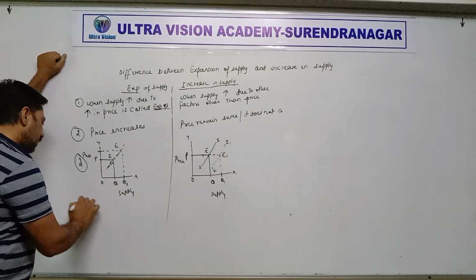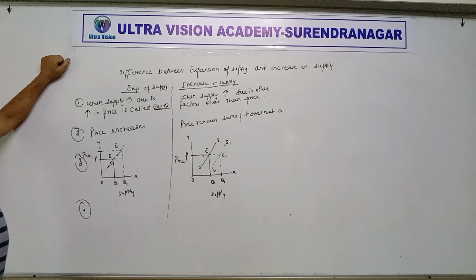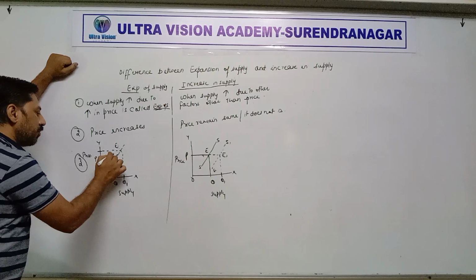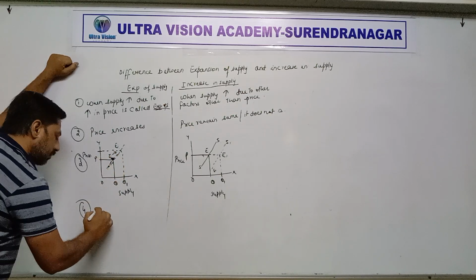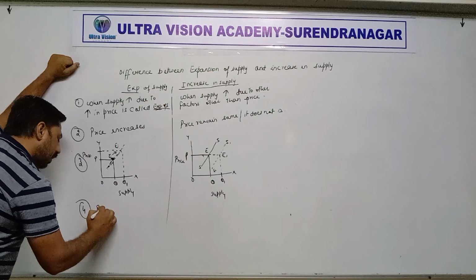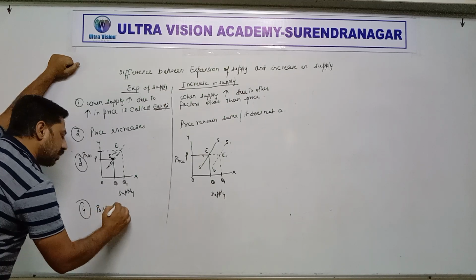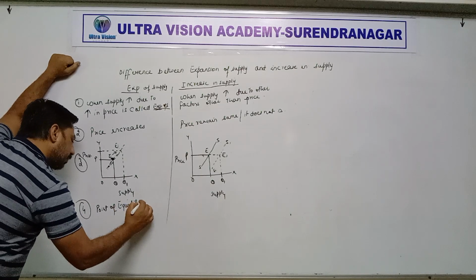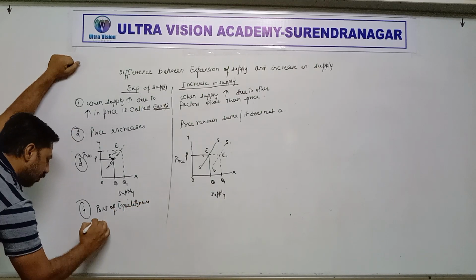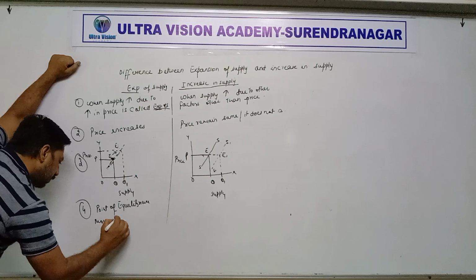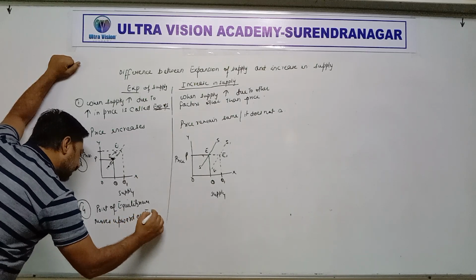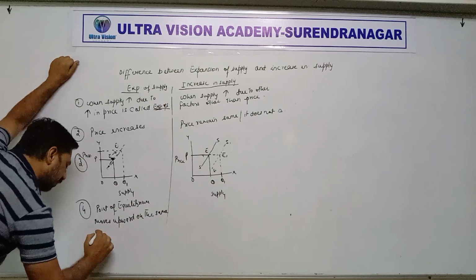Fourth, from the diagram, in case of expansion of supply, the point moves upward. The point of equilibrium moves upward on the same supply curve.